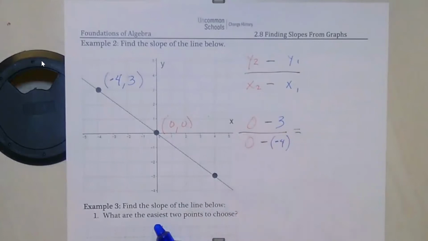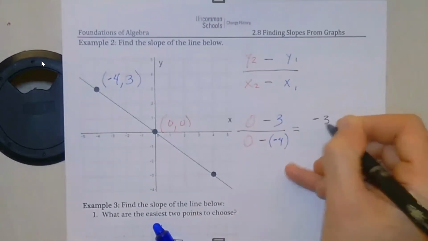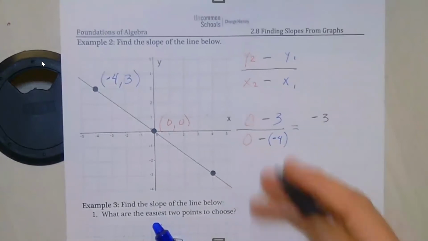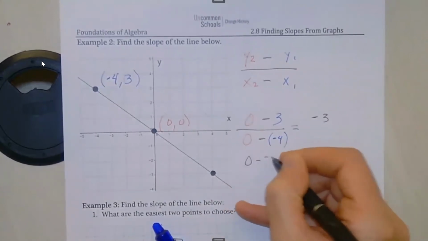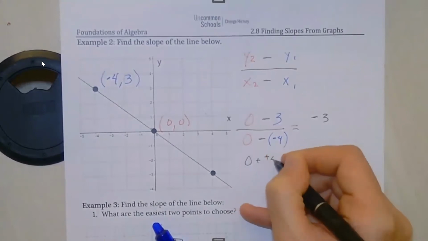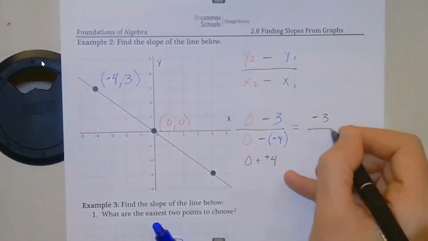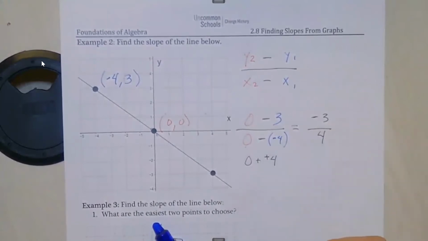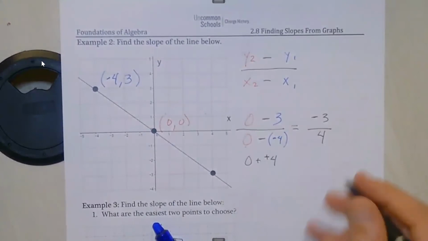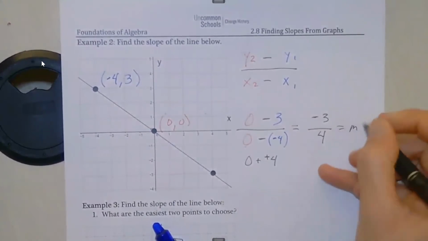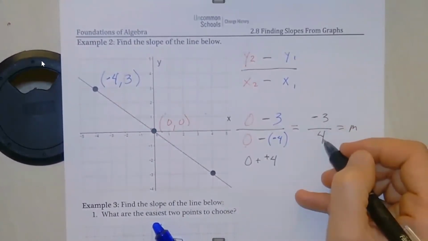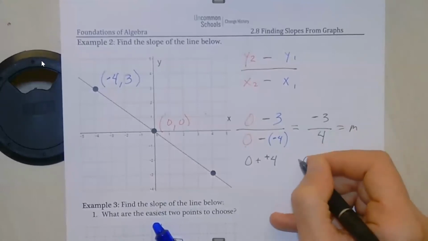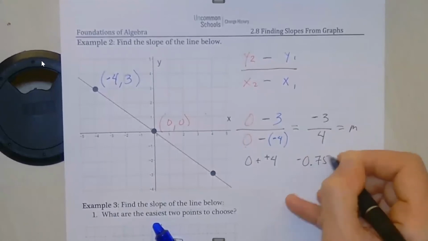Zero minus 3 is -3. 0 minus -4. When we subtract a negative, we can think of that as adding a positive. 0 minus -4 is +4. So the slope of this line is -3/4. And if you wanted to write this as a decimal, this is -0.75.